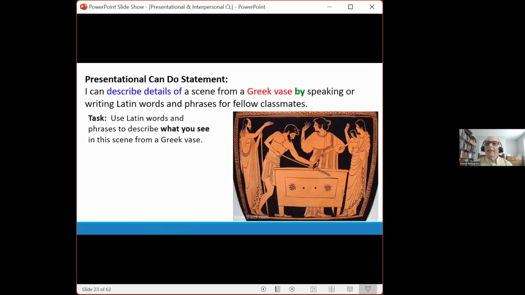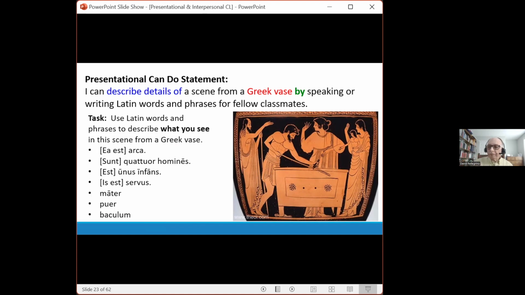So let's look at that image again that's on the Greek vase. Here are some example responses that students should be able to give using the scaffolds that I shared before. Of course, we want students to use Latin words and phrases to describe what they see in this scene on a Greek vase. So we could have them say, "A box," or "This is a box." 4 people, there are 4 people. There is 1 baby, or just 1 baby. There is an enslaved man, a mother, a boy, a stick, and maybe other things too.